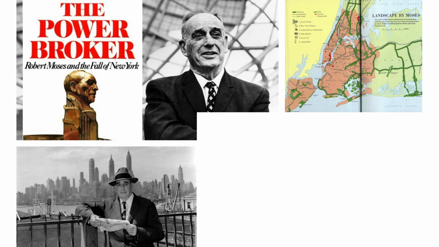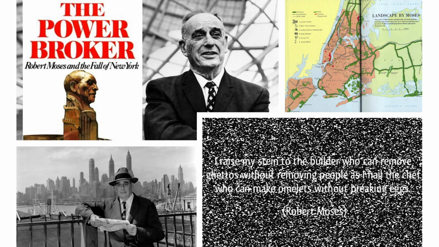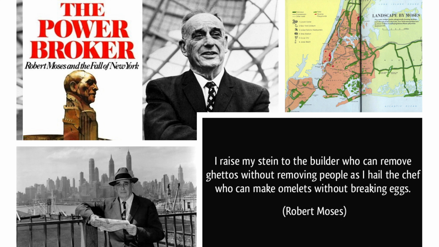Allow me to introduce to you one of the most evil men in all of history, Robert Moses. He was head of the New York City Highway Department in the 1940s, and he specifically routed highways through majority-minority neighborhoods in order to force them to be removed from the city. And this isn't just a modern woke perspective. Here are the words from the man's mouth himself. I raise my stein to the builder who can remove ghettos without removing people, as I hail the chef who can make omelets without breaking eggs.